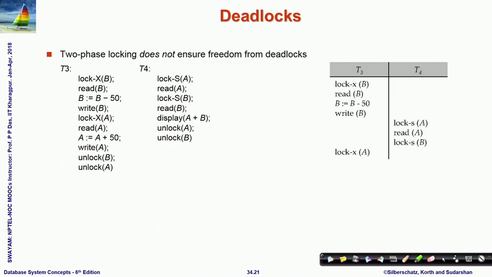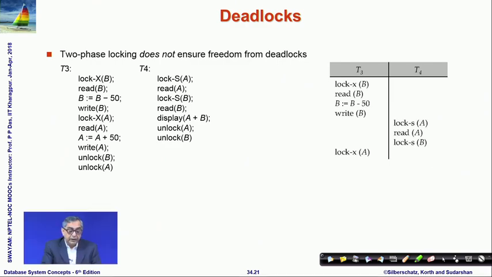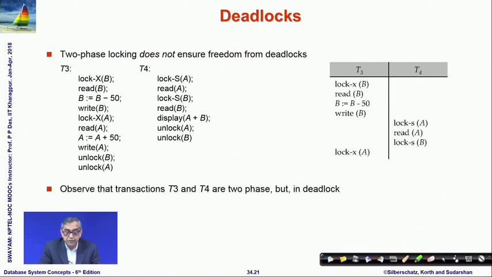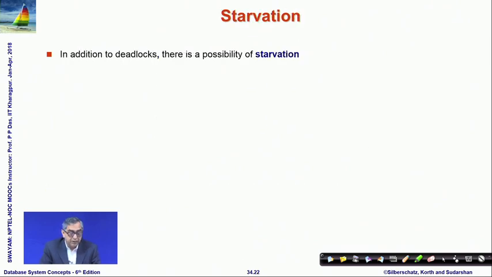The two-phase protocol, as we have already seen, does not ensure freedom from deadlock. You may follow the two-phase locking protocol, and here is an example, but you may still have schedules which will have deadlocks. This is one example, you can just convince yourself. There is another problem that can happen in addition to deadlock. There is a possibility of what is known as starvation.